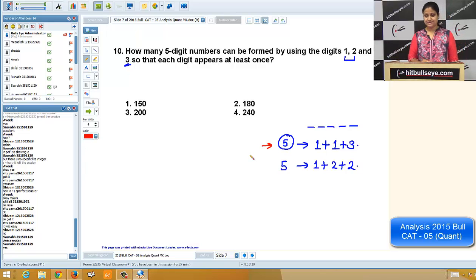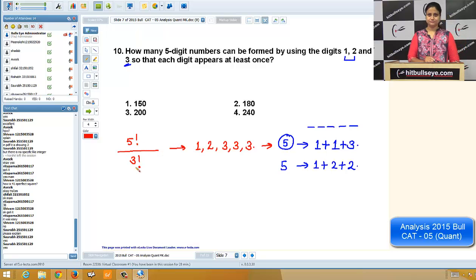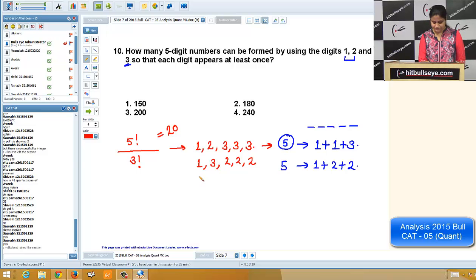First of all, I'm taking this case where 1 digit is coming once, let it be 1. 1 digit is coming twice, let it be 2. And 1 digit is coming thrice, let it be 3. So, how many arrangements are possible? They are 5 factorial divided by 3 factorial, which comes out to be 20. But there can be numerous cases, they can be this way as well. So I'm multiplying this by 3. That was case 1.